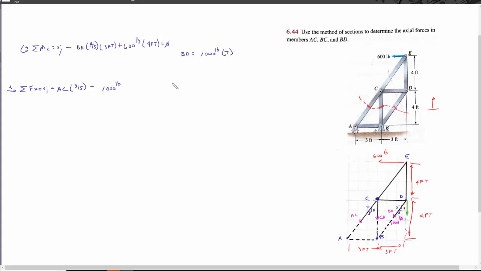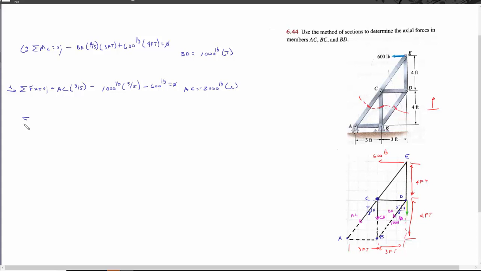pulling on that joint, so it's in tension, times 3/5, minus 600 pounds is all equal to 0. Don't forget the 600 pounds up here. Sometimes I forget to do that as well when I'm summing my forces in the x or the y. So computing AC, I get 2,000 pounds. And that came out to be negative 2,000 pounds, so this is in compression.